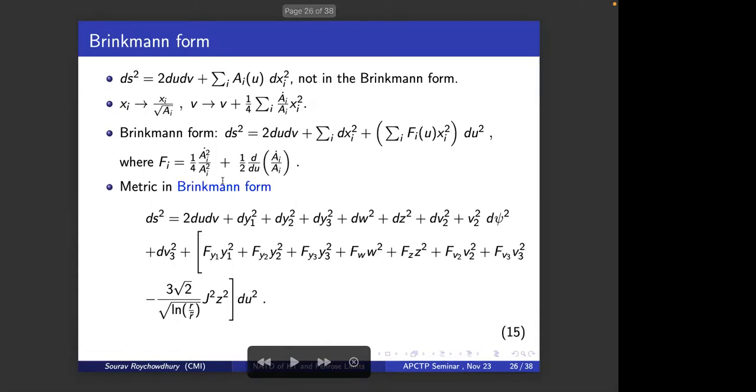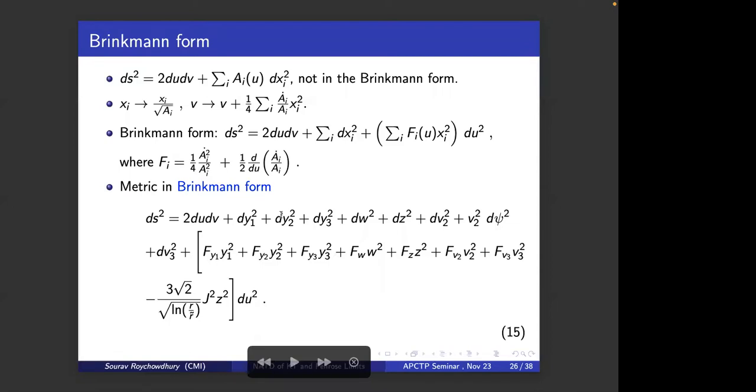So this was the metric we talked about. This is not in the Brinkmann form. In order to express it in the Brinkmann form, we consider a diffeomorphism in the transverse direction as well as in one light cone direction, given by this expression, and then this one is the Brinkmann metric. And you can see if you consider the wavefronts, meaning U equal to constant, this wavefront is the plane wavefront, which is given by the metric. So for our case, this is the Brinkmann form where F_i can be worked out from these expressions.